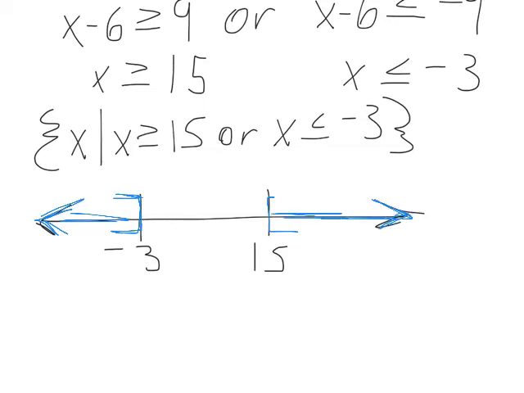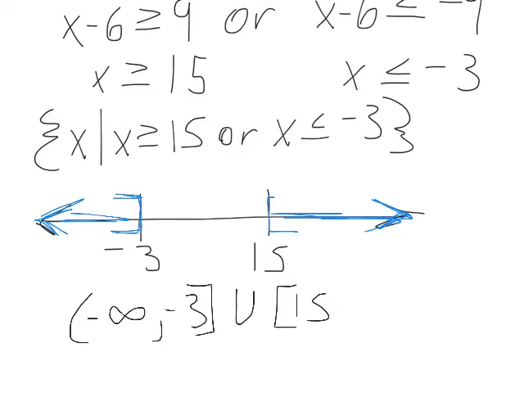You can see where our two sets are, the gap between them. And then interval notation: start at negative infinity, where the arrow's going. Go to -3. The infinity gets a parenthesis just like always. The -3 gets a bracket because we have an or equal to. 15 also gets a bracket because of the or equal to. And then we go off to positive infinity with a parenthesis there.